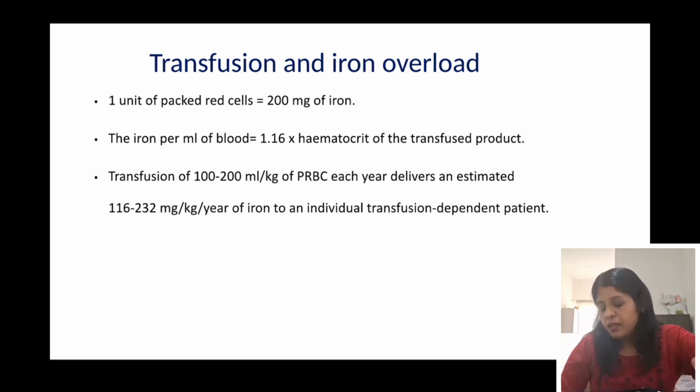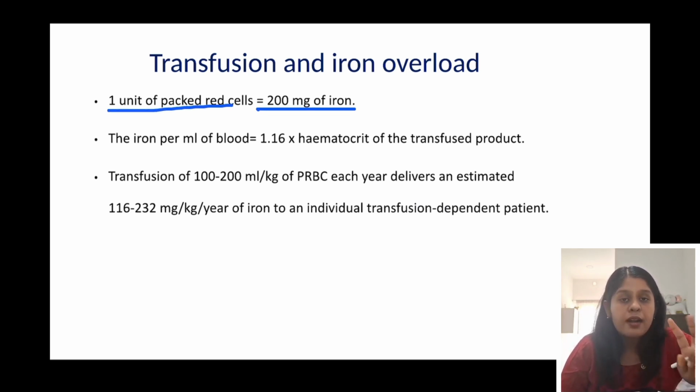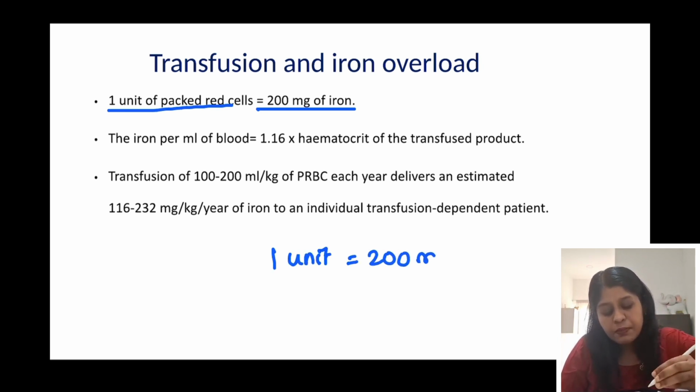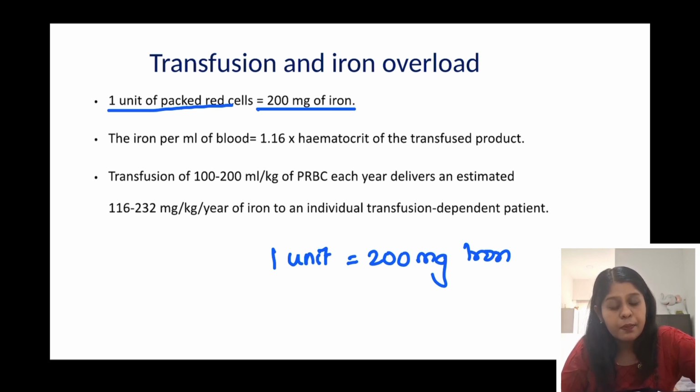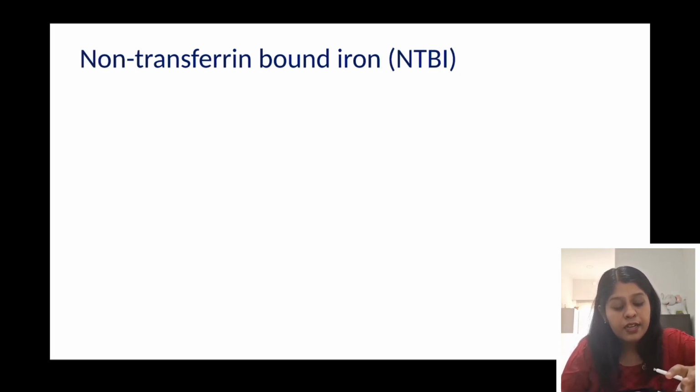Now, transfusion and iron overload. One unit of PRBC is going to give 200 mg of iron. The iron per ml of blood is 1.16 times the hematocrit of the transfused product. So transfusion of 100 to 200 ml per kg of PRBC each year, for example 10 ml per kg monthly for 10 months, delivers an estimated 116 to 232 mg per kg per year of iron to an individual.